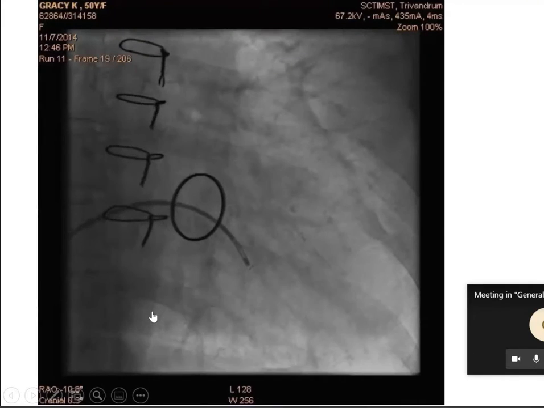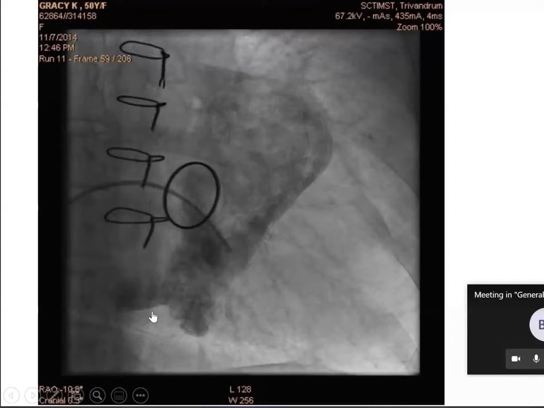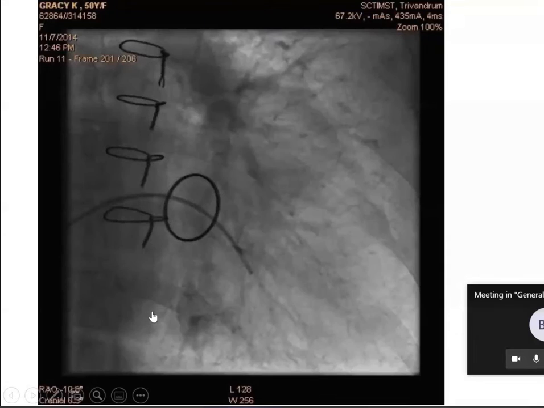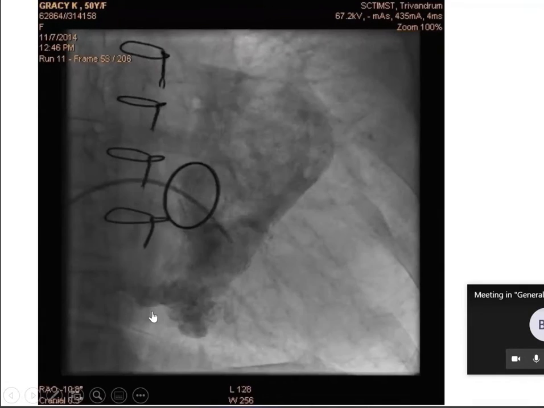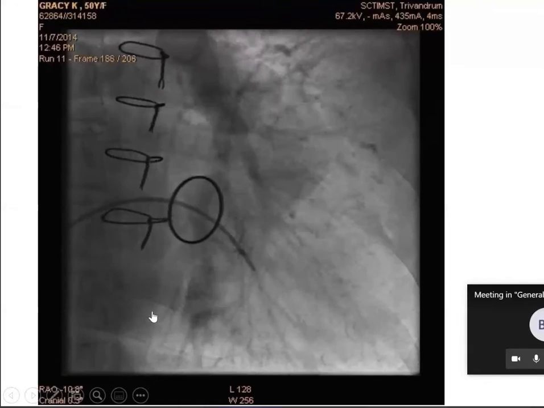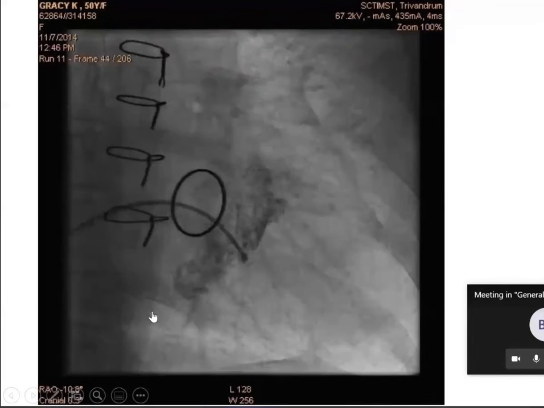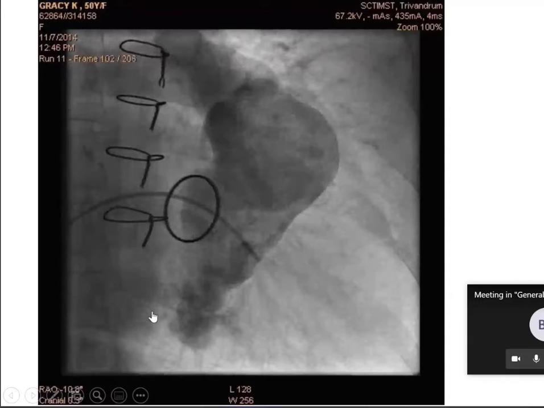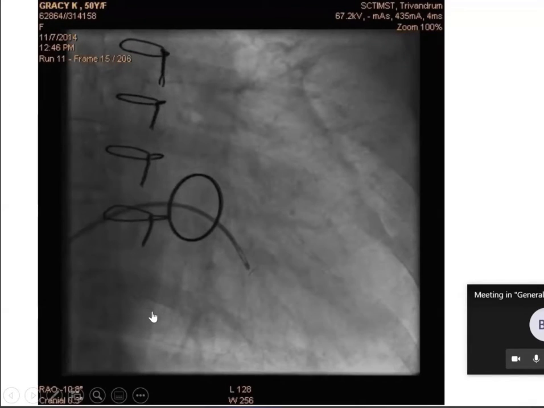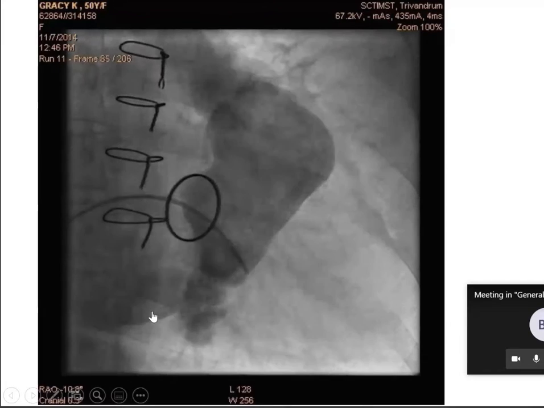It's an RV angiogram, sir. Okay. The catheter course is IVC, RA, and RV. A ring is seen at the tricuspid annular level. Which annular level? Tricuspid annulus, sir. Okay, we'll discuss that.